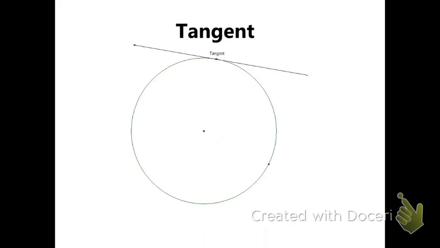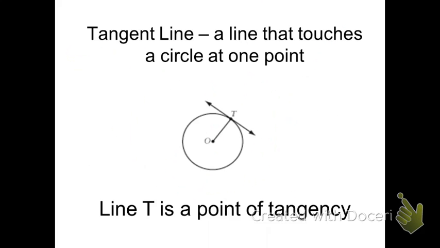And here's another example of a tangent line. And again, it's a line that touches a circle at exactly 1 point. Again, definition right there, it's a line that touches a circle at 1 point. We say that point T is a point of tangency. That's one way you can refer to where a tangent line hits a circle at one point.